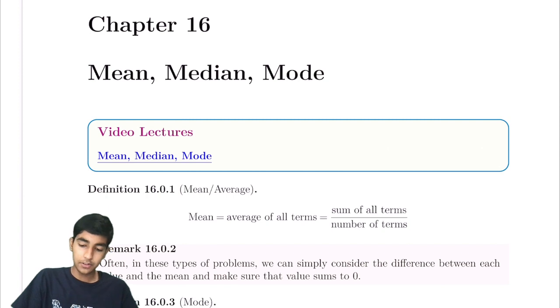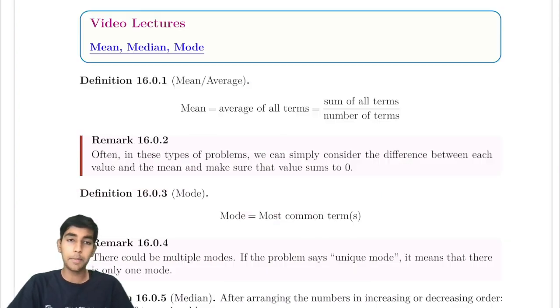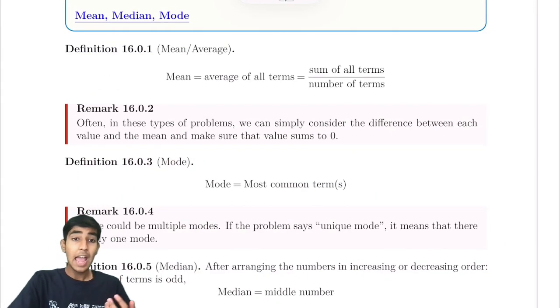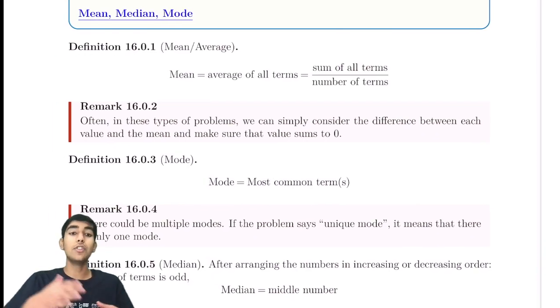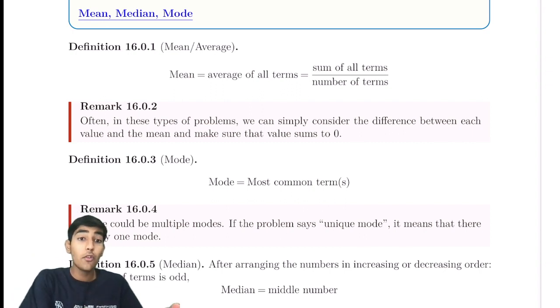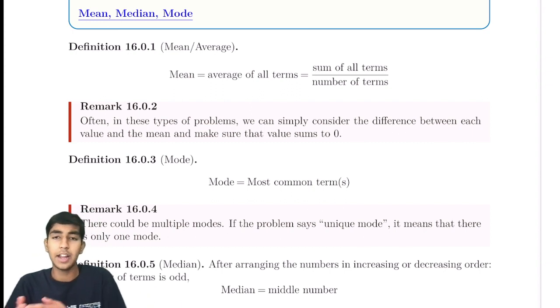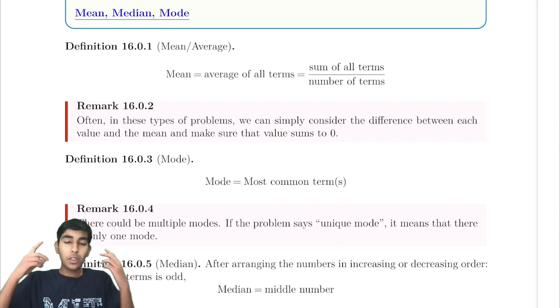Mean is the average of all the terms, sum divided by number, right? Mode is the most common term, so if you have a list of numbers, the one that appears the most number of times. And keep in mind that there can be multiple modes. A unique mode means there's only one mode, because you could have two of one number and two of another number, and everything else only one of. In that case, there would not be a unique mode.